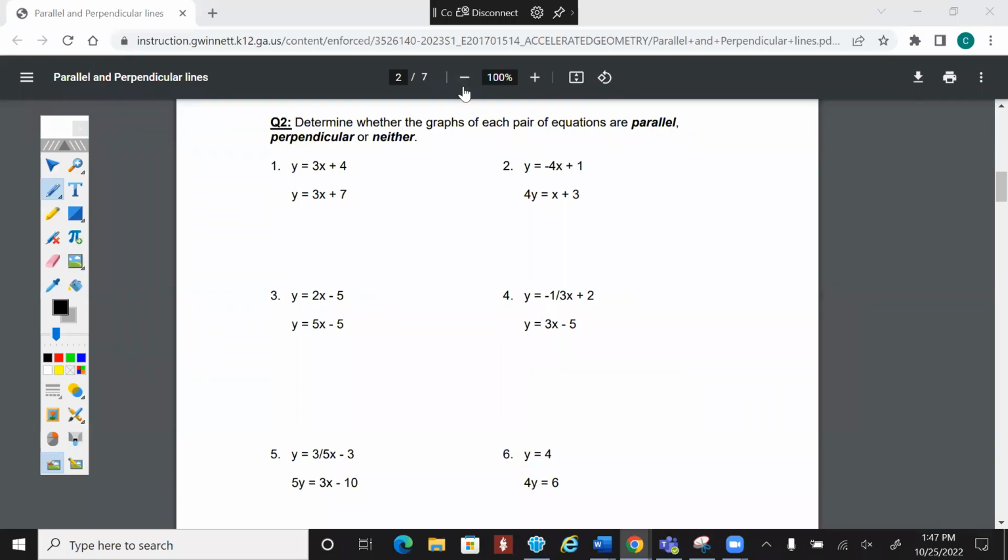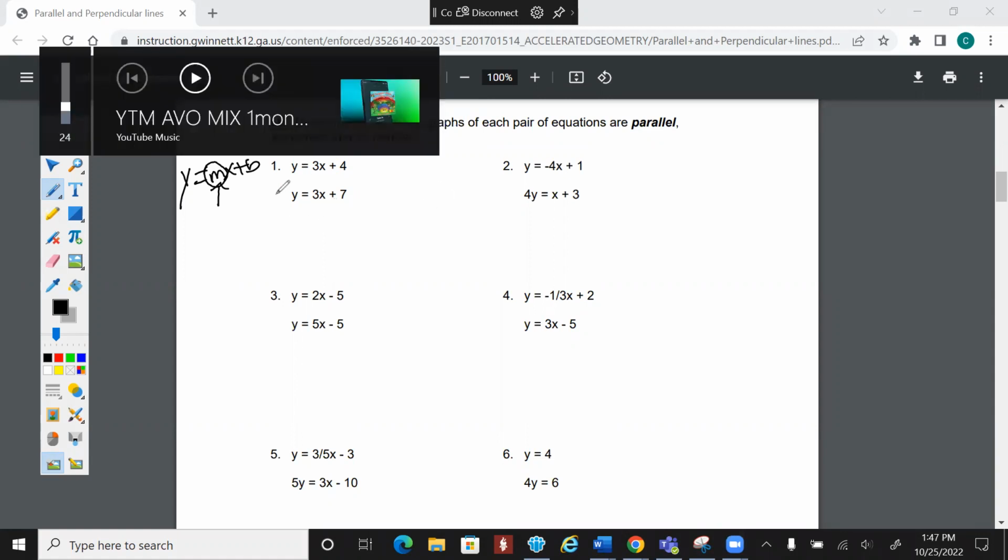So on the first one, you always want to make sure that it's in y equals mx plus b format. And we're looking at the slope. Okay, so this is already in y equals mx plus b. Since it's in the same format, we can say that this slope is 3 and this slope is 3. So since they're the same, it's going to be parallel.